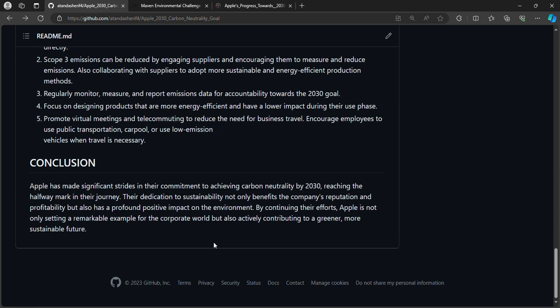So that is recommended. Now to the conclusion. After the analysis, I concluded that Apple has been making progress. By continuing their efforts, Apple is not only setting a remarkable example for the corporate world, but also contributing to a greener and more sustainable future.